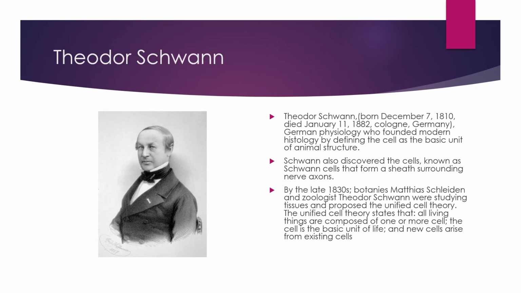By the late 1830s, botanist Matthias Schleiden and zoologist Theodor Schwann were studying tissues and proposed the unified cell theory. The unified cell theory states that all living things are composed of one or more cells. The cell is the basic unit of life. New cells arise from existing cells.